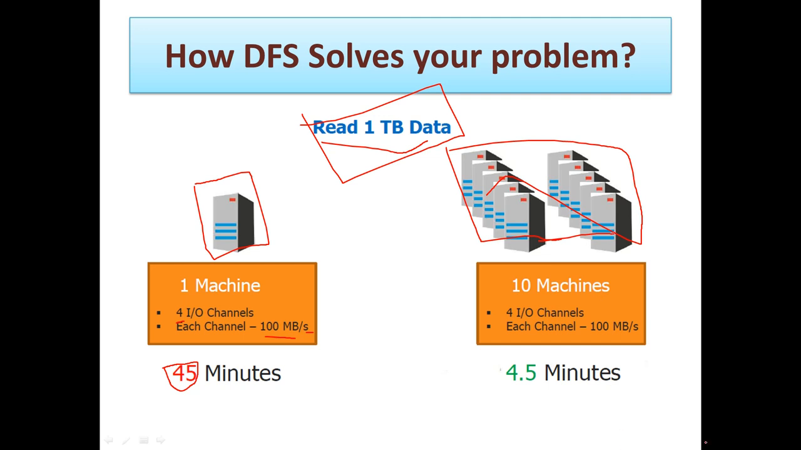So again the same thing, each machine has 4 IO channels and the capacity of 100 MB of data in a second to read from the computers. But here we have 10 machines, so on a single machine we suppose it takes 45 minutes, so with 10 machines it will be 4.5 minutes.